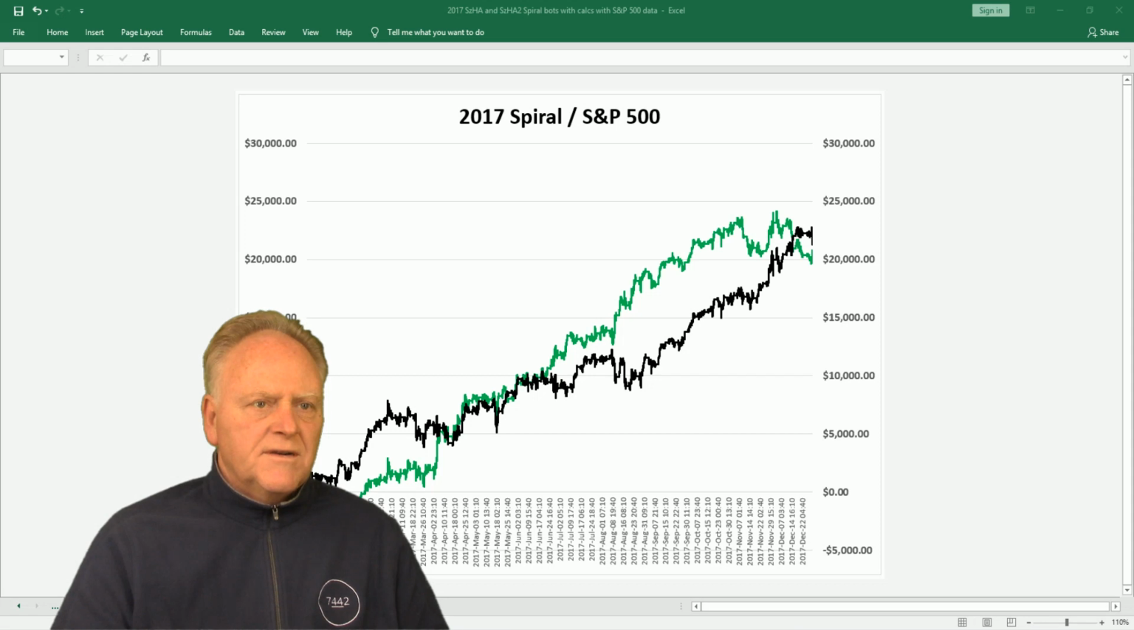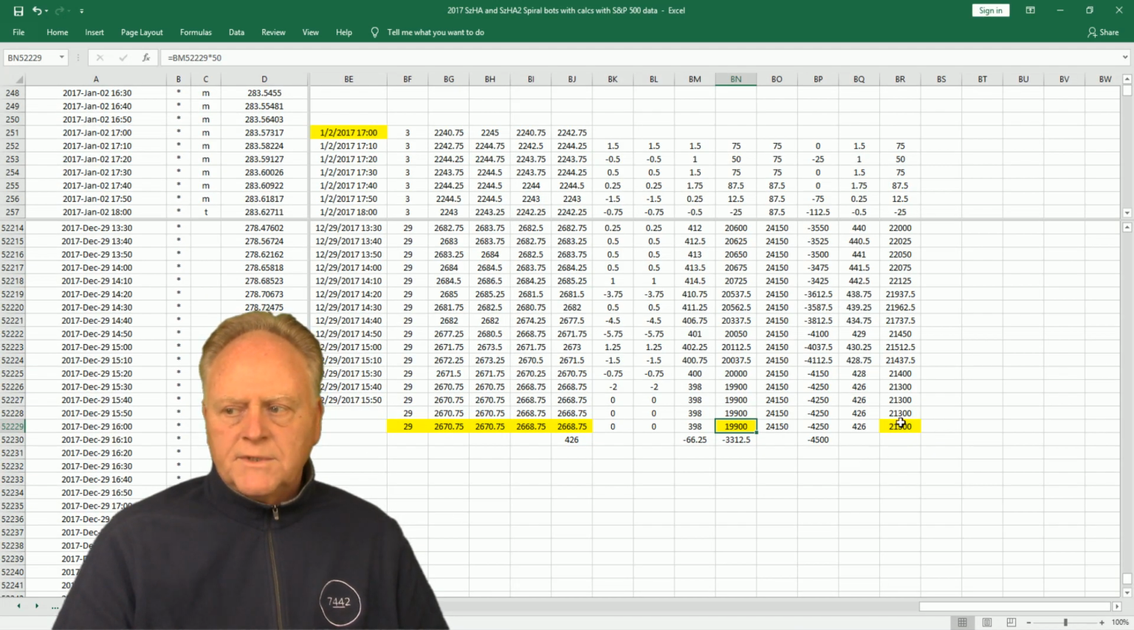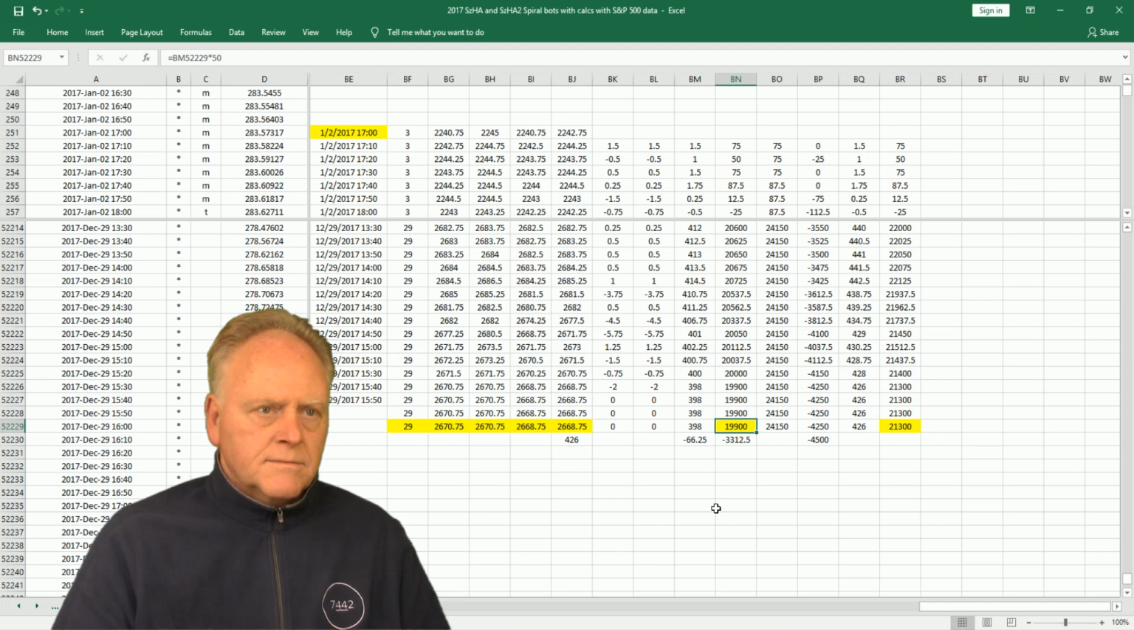You can see most of the year it was beating the S&P 500 on a buy and hold basis, as opposed to day trading with 10-minute increments. Okay, so then what I did, then we'll look at the exact numbers again. The difference is 21,300 compared to 19,900 with the spiral, using the pre-computed buy and sell signals into the future.